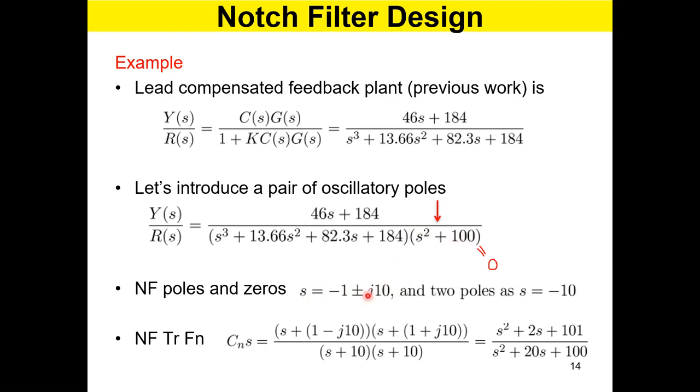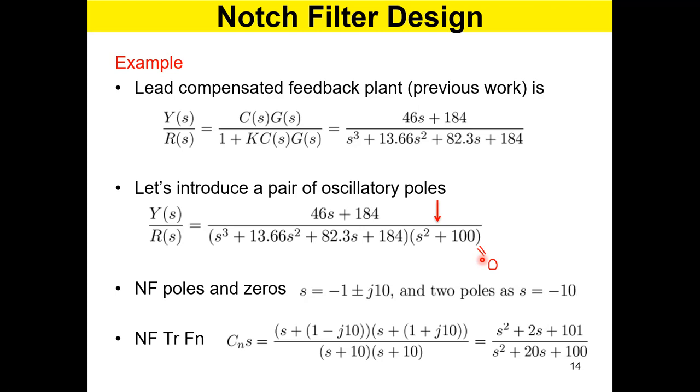I cannot place them exactly, but I place them very closely. Then the two poles, S equals minus 10 on the real axis. Minus 10 is sufficiently far away from the imaginary axis, so these two poles are not the dominant poles. And these two zeros are close enough to the two oscillatory poles that it will improve the response. If you can get exactly on top of the poles, so much the better, but being close enough is good enough.